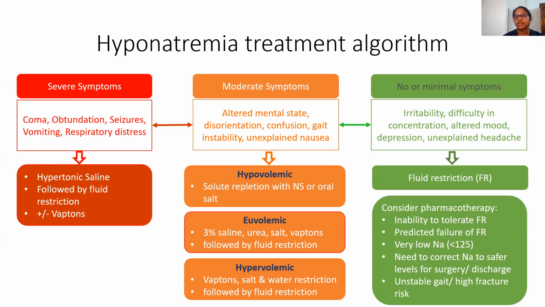Or even if the patient is asymptomatic, if the sodium is quite low, less than 125, you can start on pharmacotherapy. And then if you want to correct sodium for a surgery or to discharge the patient, you can again give pharmacotherapy to improve the sodium. And again, for patients with unstable gait and high fall risk, you can consider pharmacotherapy with salt or hypertonic saline. So this is an outline of how to manage hyponatremia.